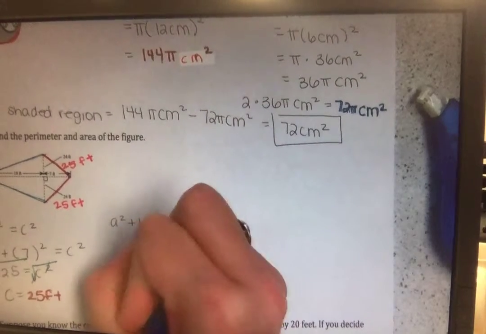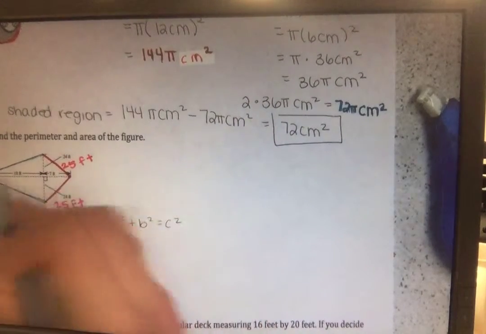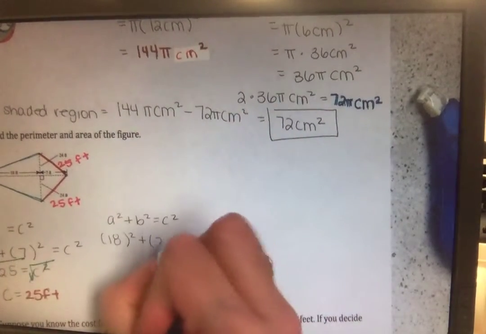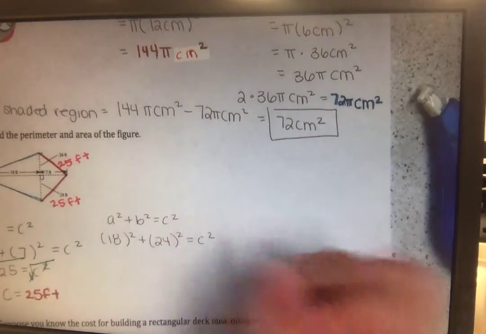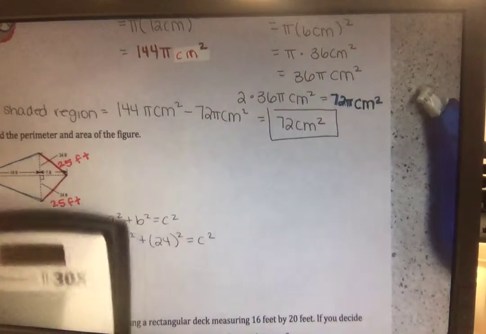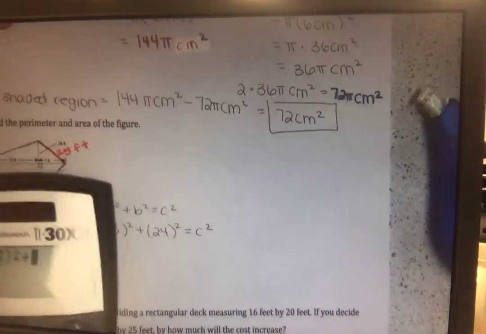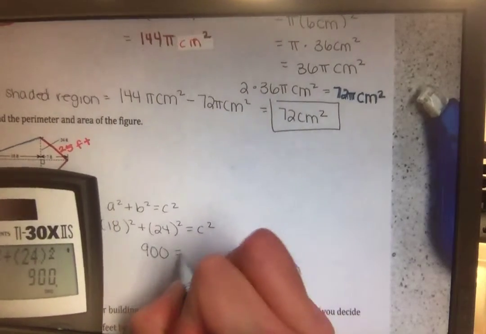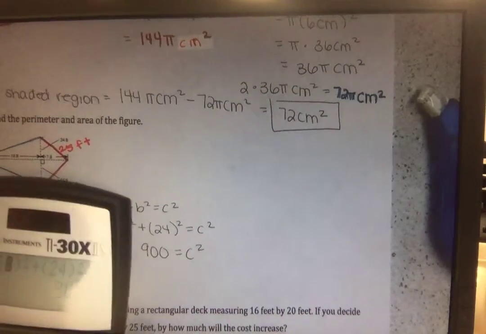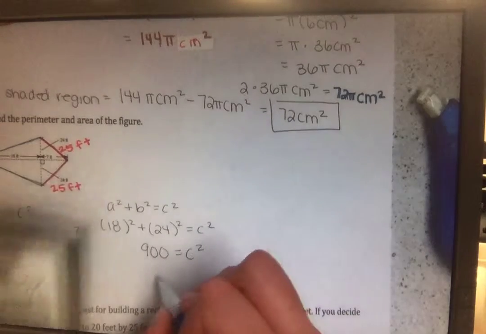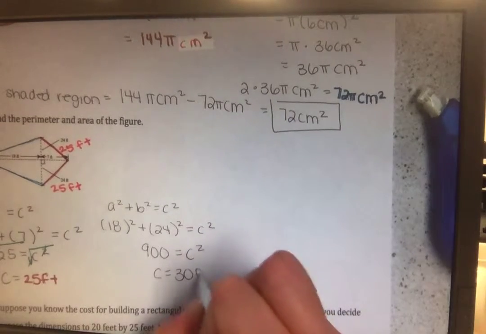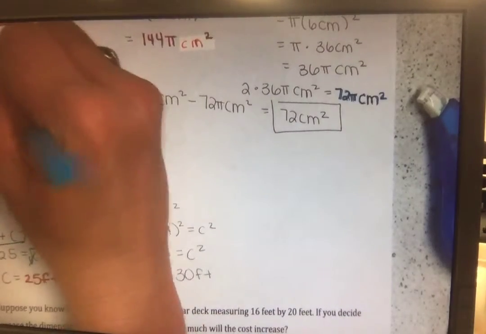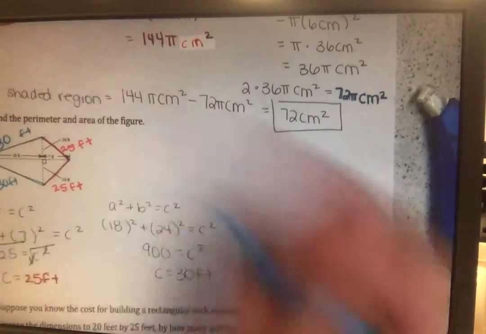So a squared plus b squared equals c squared. One leg is 18. The other leg is 24. So 18 squared plus 24 squared is c squared. 18 squared plus 24 squared will give us 900. Taking the square root of 900, we get 30. So this c value is 30 feet. So we know this length and that length is 30 feet.